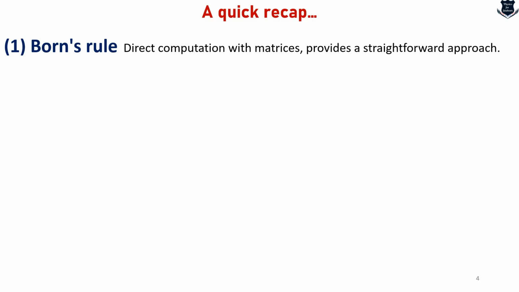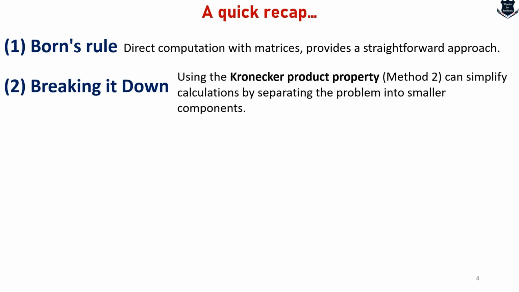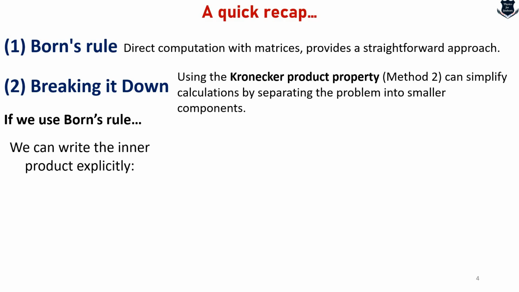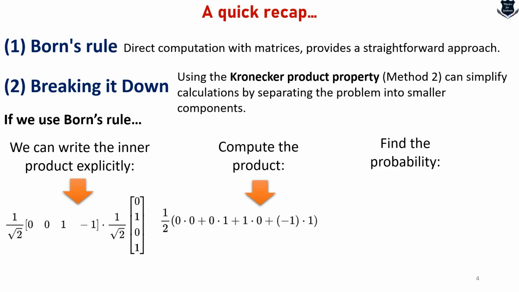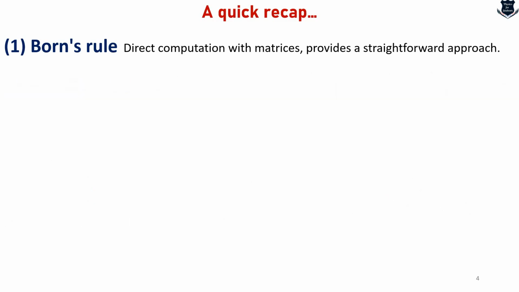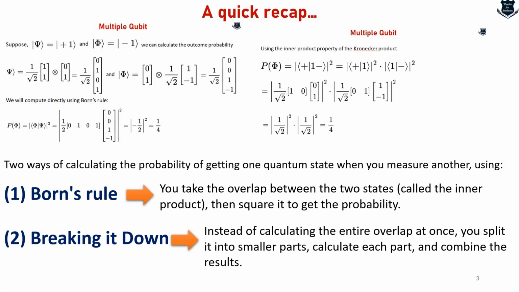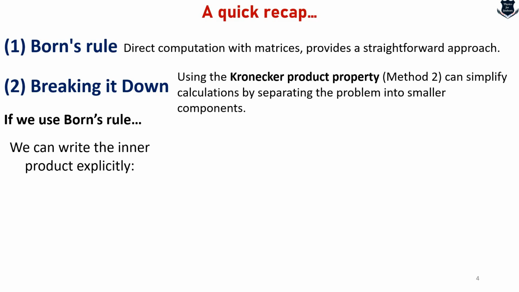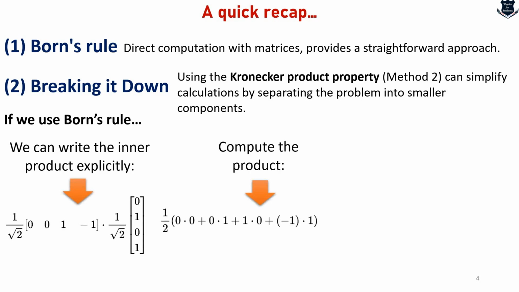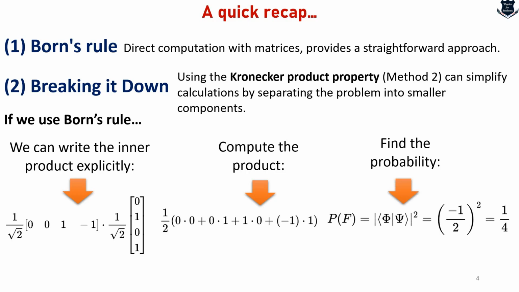Born's rule uses the direct computation method, and the Kronecker product, which is method 2, can simplify by separating into components. For example, if we use Born's rule, we first write the inner product explicitly, and this is how we do that. Then we compute the tensor product using this rule, and then we find the probability. Now this 1/4 that you have just seen, if you go back to this, you will see that the same result exists here. It shows that we arrive at the same result using either Born's rule or the breaking down of the rule. Ultimately, computing the product leads to the value 1/4.